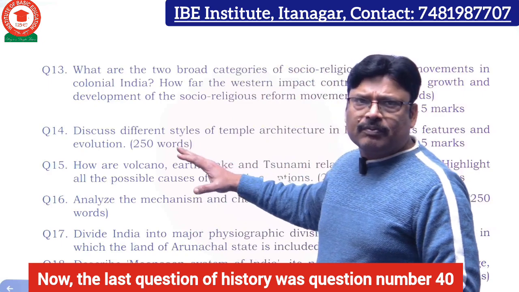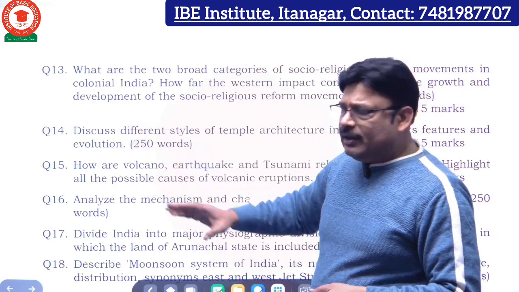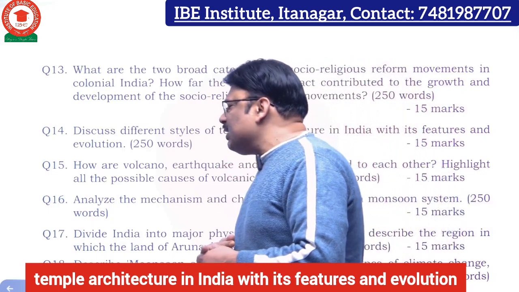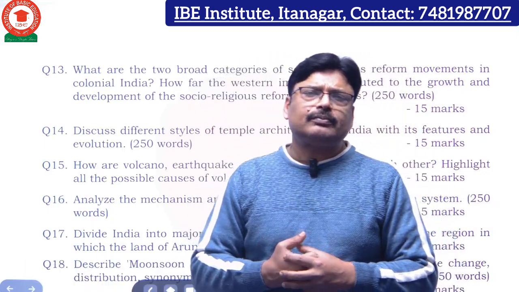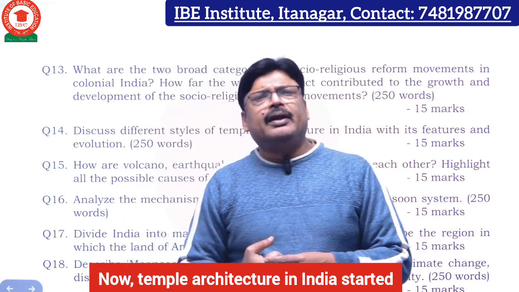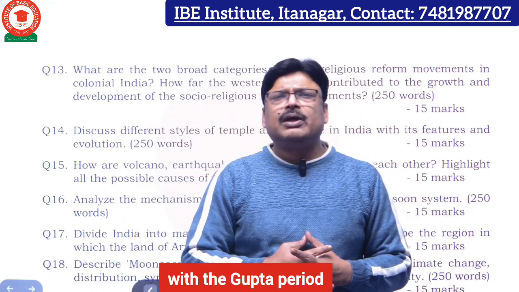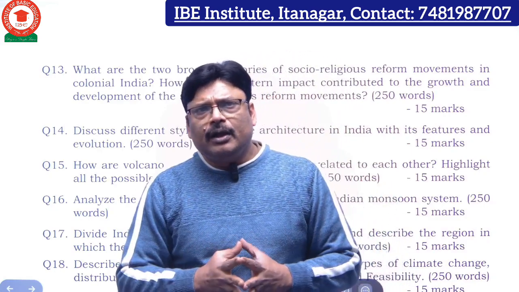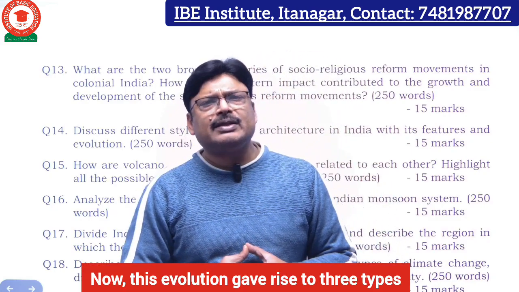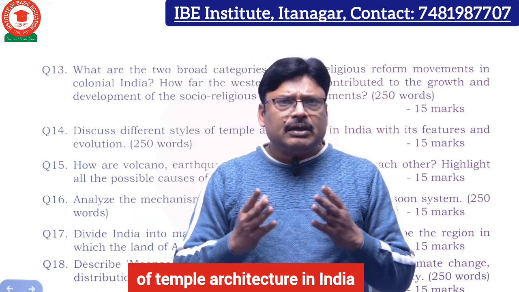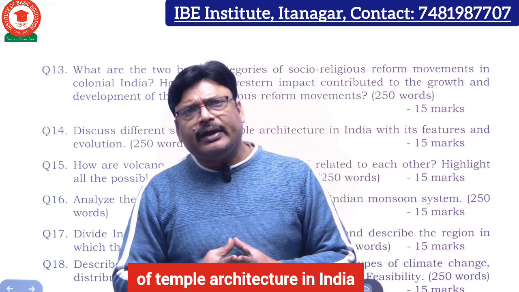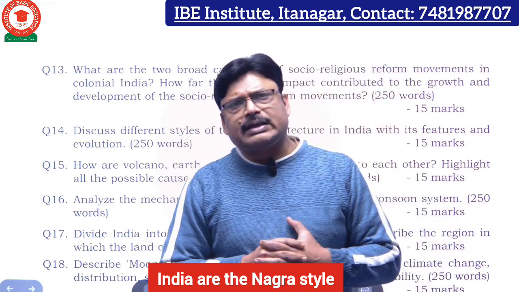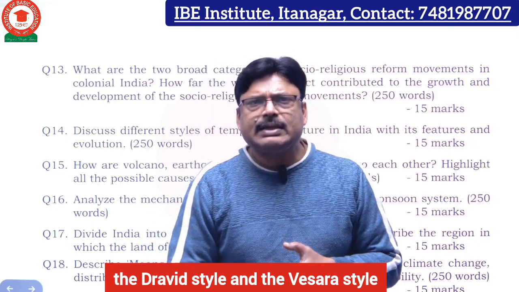Now, the last question of history was question number 14: discuss different styles of temple architecture in India with its features and evolution. Temple architecture in India started with the Gupta period. In the Gupta period, for the first time, temples were made. This evolution gave rise to three types of temple architecture in India: the Nagara style, the Dravida style, and the Vesara style.